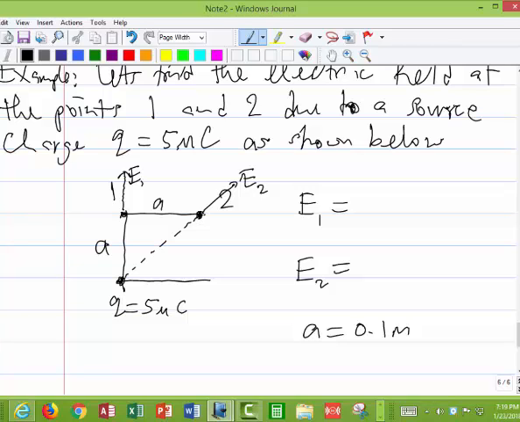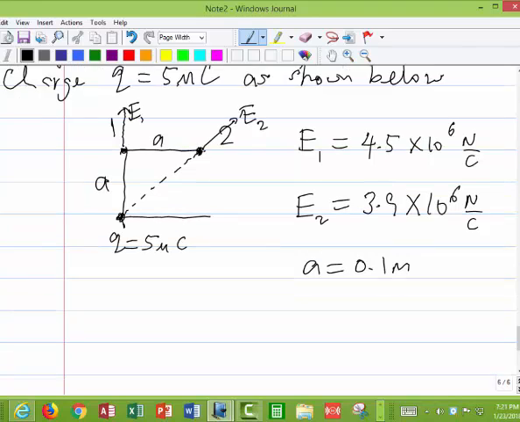Okay, give me a second. So you said E1 is what? 4.5 times 10 to the power 6 newtons per coulomb. I should have mentioned earlier that the unit of the electric field is newtons per coulomb, but I'll point that out at the end. Is anyone getting a different answer? E1 is 4.5 times 10 to the power 6 newtons per coulomb, and E2 is 3.9 times 10 to the power 6. Okay, so let's check it and see.